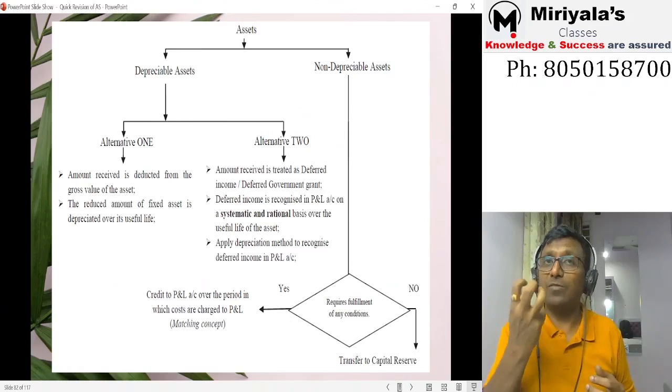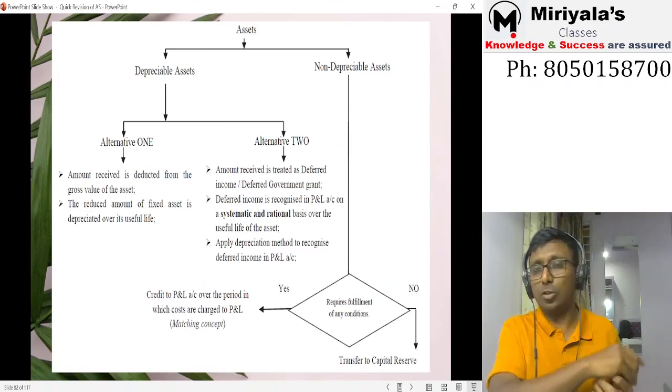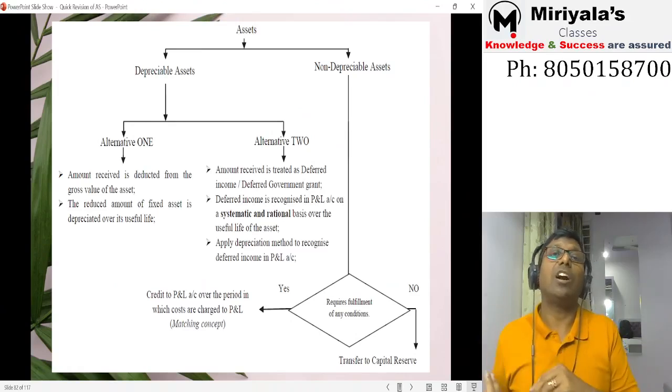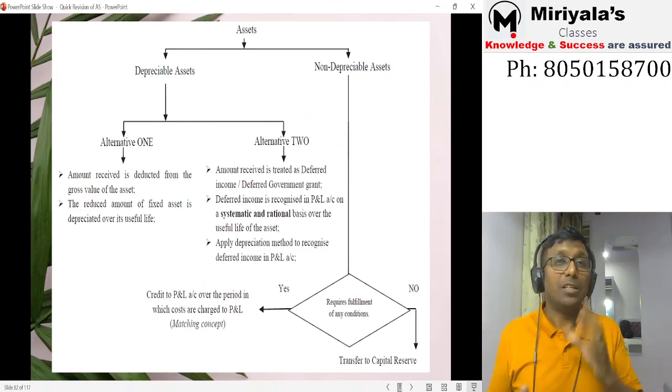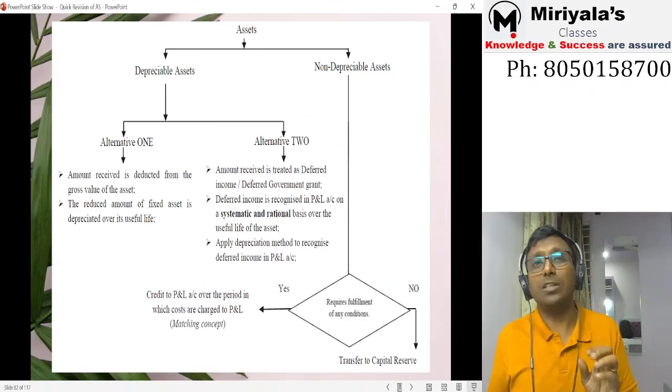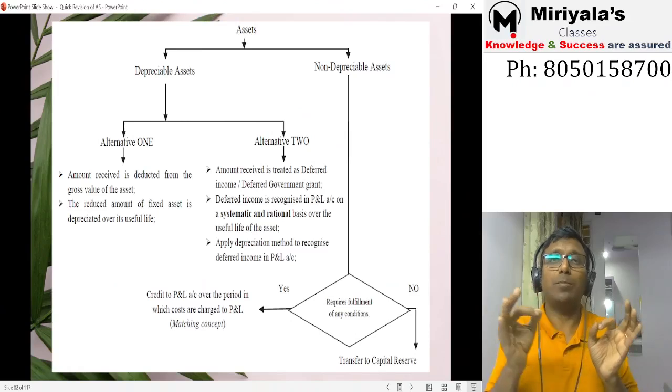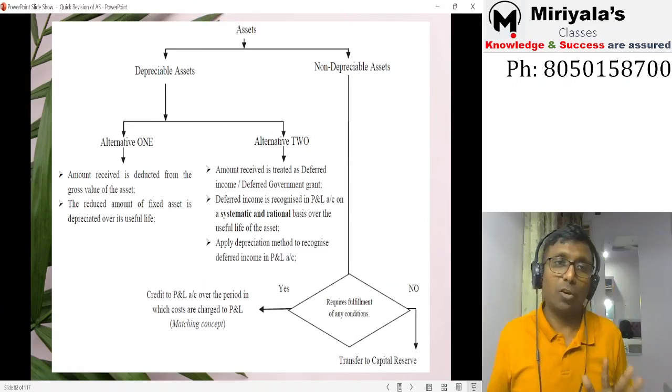Okay, now question will be, is it related to an asset? Yes, it is related to property, plant and equipment. Excellent. So is it a depreciable asset or non-depreciable asset like land? So if it is a depreciable asset, there are two methods. Out of these, which method should I follow? It's a pure accounting policy choice. You can select whichever you want.